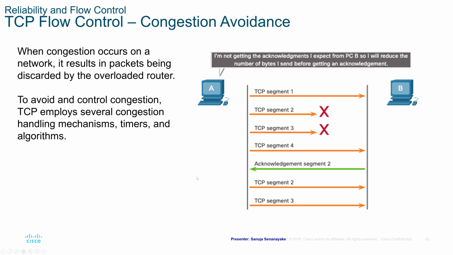Congestion avoidance. Another part of the TCP flow control is congestion avoidance. When congestion occurs on a network, it results in packets being discarded by the overloaded router. To avoid and control congestion, TCP employs several congestion handling mechanisms, timers, and algorithms. We don't go into depth on all of these mechanisms, timers, and algorithms in this class, but you should know that congestion avoidance is built into the TCP flow control, and it uses these mechanisms, timers, and algorithms to do it.